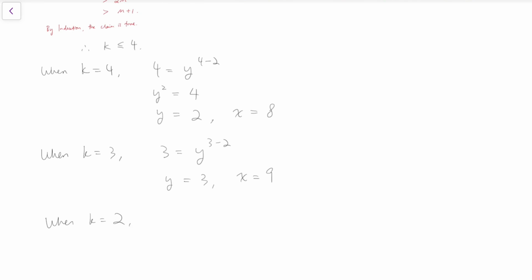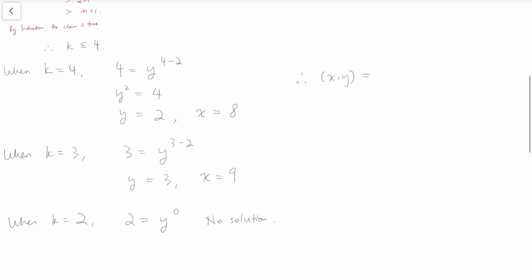And finally, we can test also when k equals 2. 2 equals y to the power 0. And we have no solution for this case. So summing up, we have (x, y) to be either (1, 1), or (8, 2), or (9, 3).